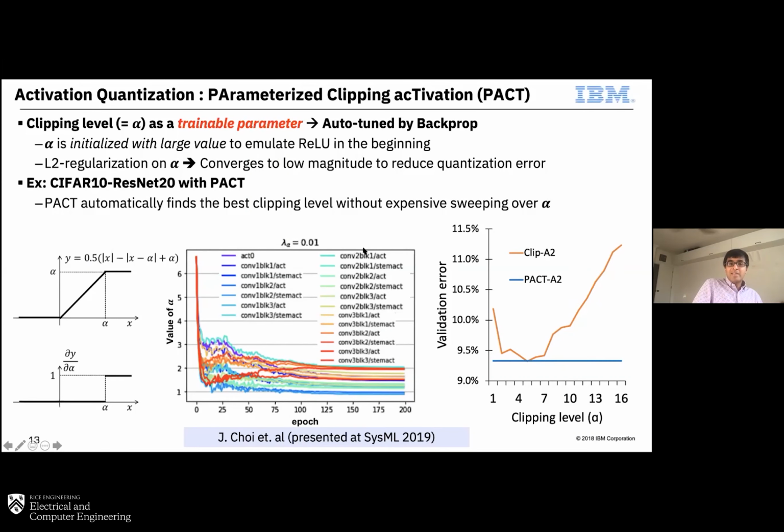But PACT is phenomenal in that it is able to determine this value automatically and get to this minimum just by virtue of the fact that it's just another parameter that is trained and auto-tuned by backpropagation. So this is a new technique.